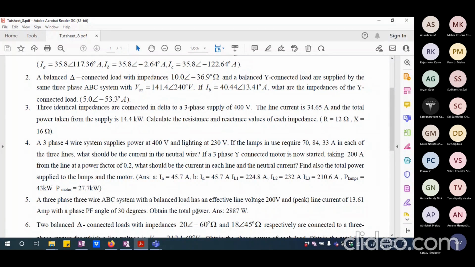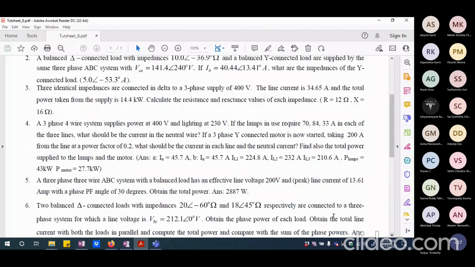Obtain the total power. You can directly do root 3 VL, which is 200, IL, which is 13.61 divided by root 2, cos phi. Cos phi is cos 30. That's it. You can directly calculate root 3 times 200 multiplied by 13.61 by root 2 multiplied by cos 30. That should give you the power. Okay, so please verify whether you are getting it correctly.